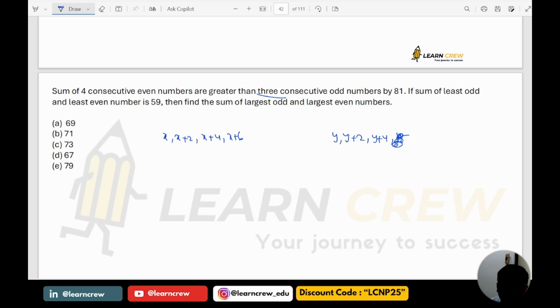Now it is given the difference. What is given? This sum and this sum, the difference is how much? 81. So if you simplify this, 4x plus how much? 12. 4x plus 12 minus 3y plus 6 is equal to 81. So I get 4x minus 3y is equal to 75.